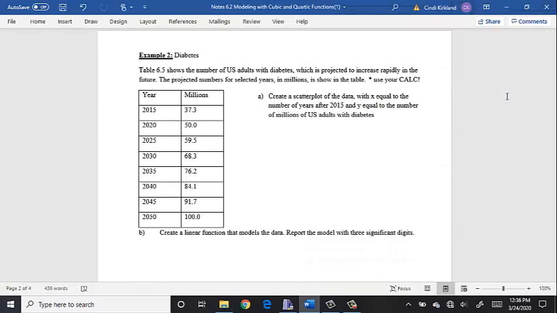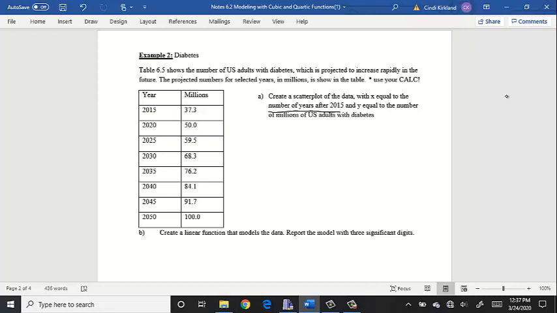Page 2. Example 2 deals with diabetes. In your textbook in table 6.5, it shows the number of U.S. adults with diabetes, which is projected to increase rapidly in the future. The projected numbers for selected years in millions is shown in the table. Use your calculator. Create a scatter plot of the data where X equals the number of years after 2015. So remember, we're going to have to align our data. And Y equals the number of millions of US adults with diabetes.